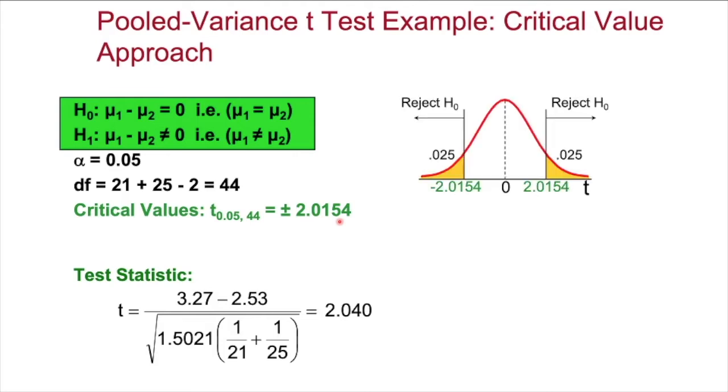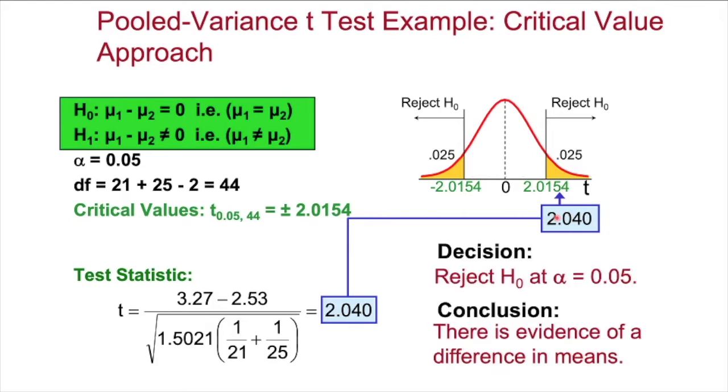And so all we have to do is compare the values, right? So 2.040, where does it fall on that spectrum? Does it fall higher or lower than the critical values? Does it fall in the rejection region or not? Well, it falls squarely into the rejection region because it is higher than our critical value of plus 0.0154. Okay, so it falls out here and we can make our decision. We reject H0, so we can conclude that there is evidence of a difference in means.